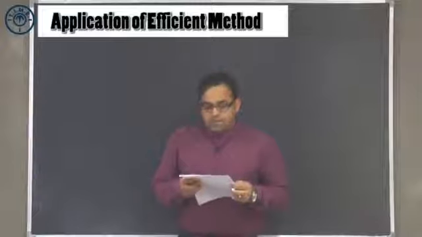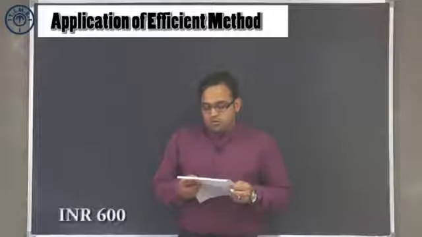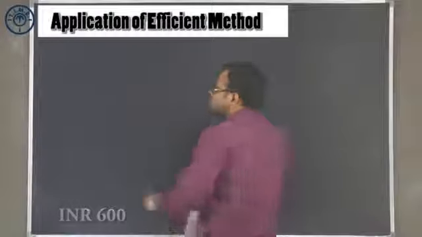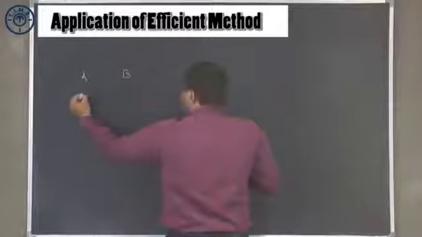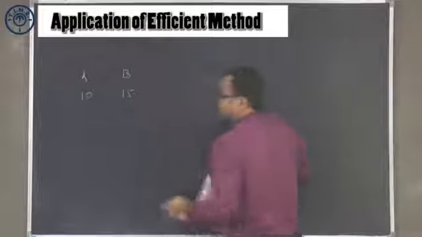Next example is here in front of you. A can complete a work in 10 days and B can do the same work in 15 days. If they work together and earn rupees 600, then how much will each of them get individually? There is person A, there is person B. A can complete the work in 10 days, B can complete the work in 15 days.